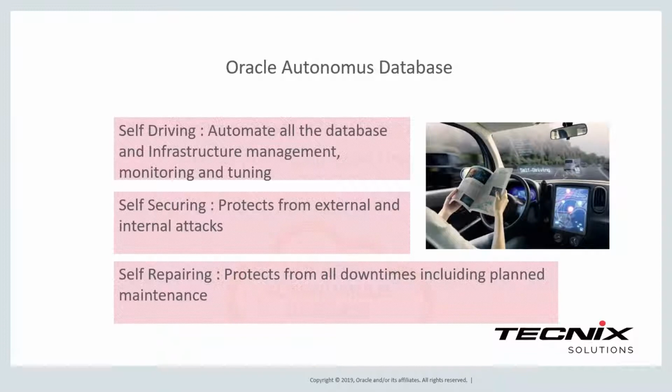Oracle compares Oracle Autonomous Database with the Oracle Autonomous Car. The main characteristics are that it's self-driving, and it automates all the database and infrastructure management, monitoring, and tuning. It's self-securing, providing protection from external and internal attacks. It's self-repairing, so it protects from all downtimes, including planned maintenance.